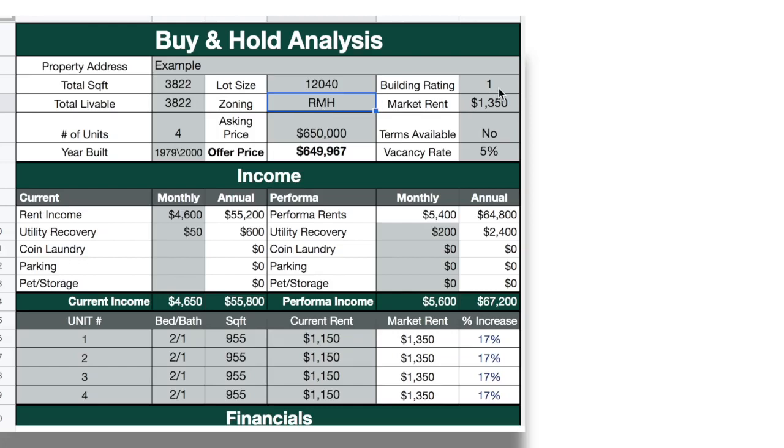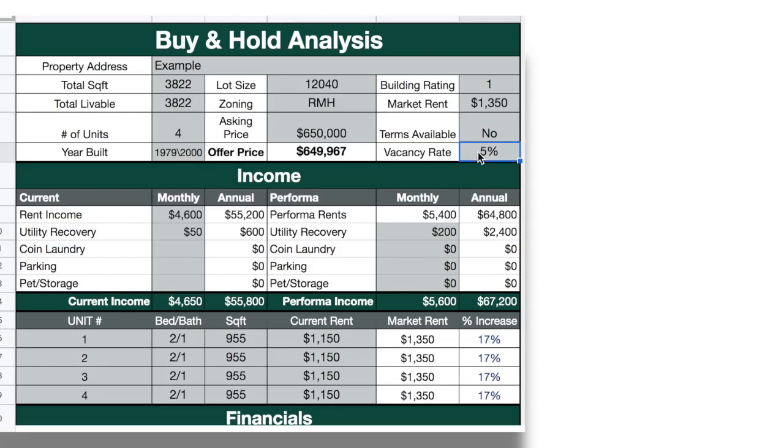Building rating is always a 1 for our purposes. I'll talk more about this another time, but just always put a 1 there. You'll always see it with a 1. 1350 is your market rent, so it'll auto-populate these. 1350. Terms available, that's asking if there's seller financing or any other creative terms available. In this case, no. And we're having a vacancy rate of 5%.